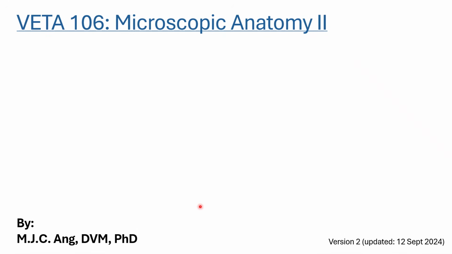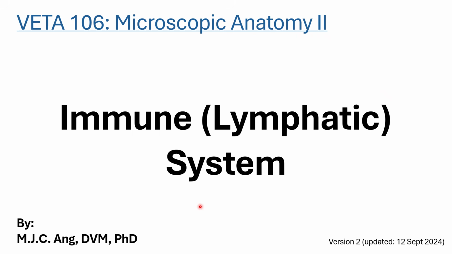All right, so for today's lecture, we will be talking about the immune system. Specifically for the context of Beta 106, we will be focusing on the organs of the lymphatic system. This is so because a big chunk or bulk of the immune system we have already talked about during Beta 105 or microscopic anatomy 1, especially the blood cells that are found in the bone marrow and the blood.